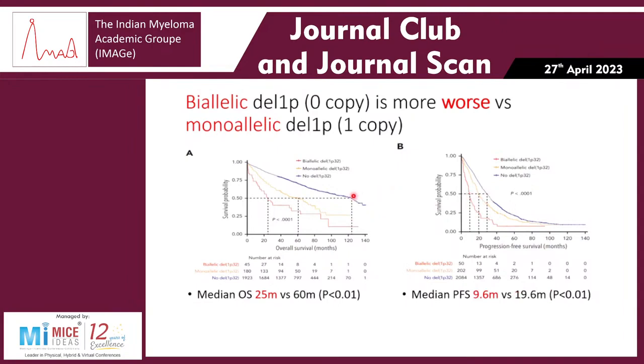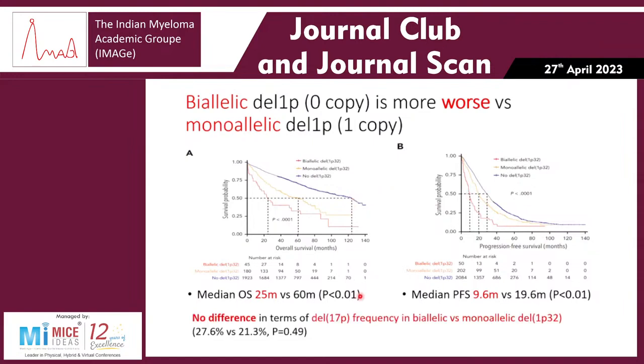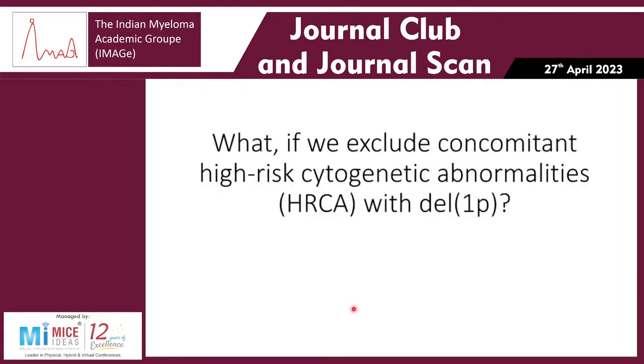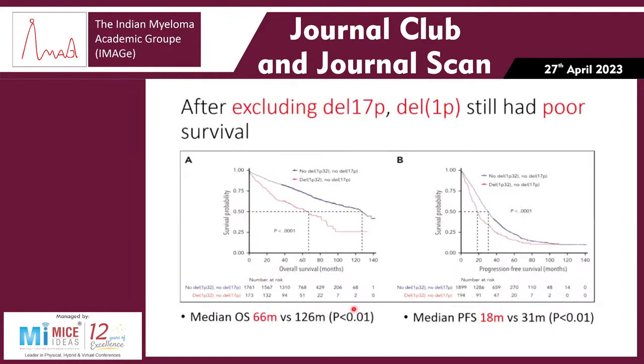amount of deletion 1p32. When they compared the deletion 17p frequency in the biallelic versus monoallelic cohorts, there was no difference, possibly telling us that it was the biallelic nature which led to a poor prognosis and not the association of biallelic with 17p deletion. So if we rule out concomitant high-risk cytogenetic abnormalities with deletion 1p, does the poor prognosis of deletion 1p still stand true? And the answer is yes.